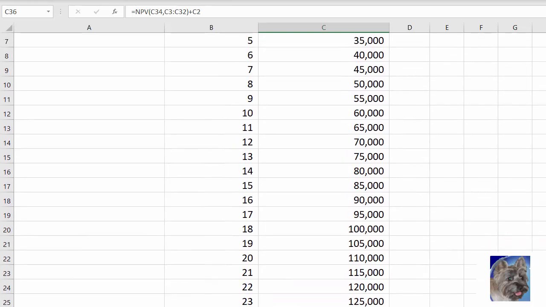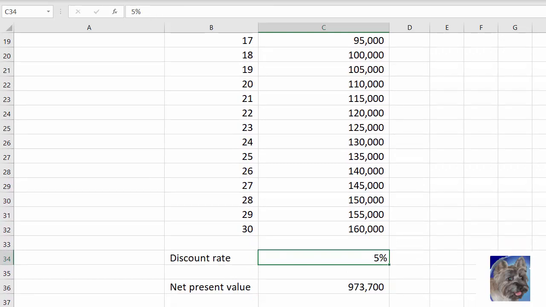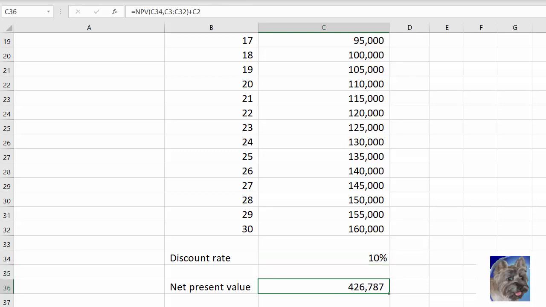All right, now a project like this that has such a high return may have a higher risk. So maybe the 5% isn't accurate. Well, what if that 5% was, say, 10%? You'll see that it drives down net present value. That's something to keep in mind.